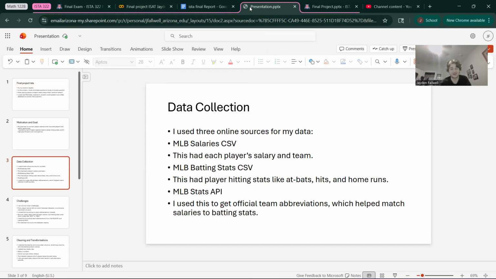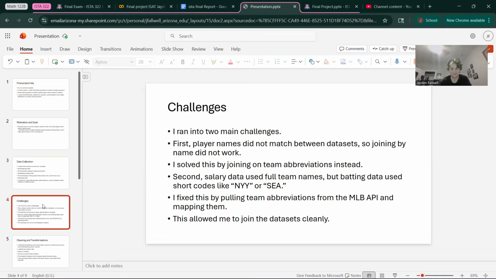For data collection, I used three online sources. The MLB salary CSV had each player's salary and what team they play for. The batting stats CSV had players' hitting stats: at bats, hits, and home runs. And the MLB Stats API, which I used to get the official team abbreviation, which helped match salary to batting stats.